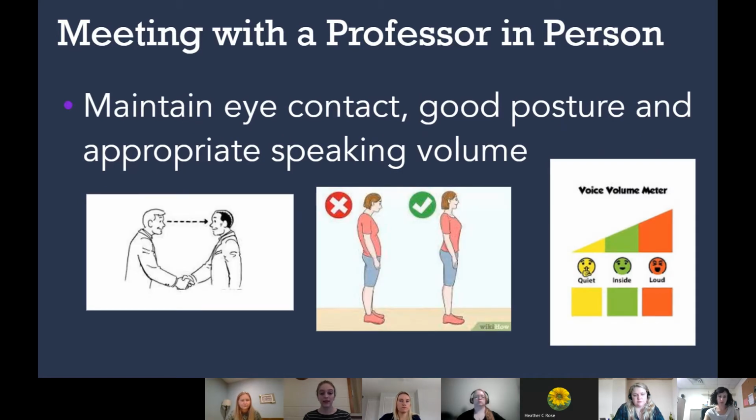Maintain eye contact, good posture, and appropriate speaking volume. Do not talk too loud or too soft, but keep it at a nice conversational level.